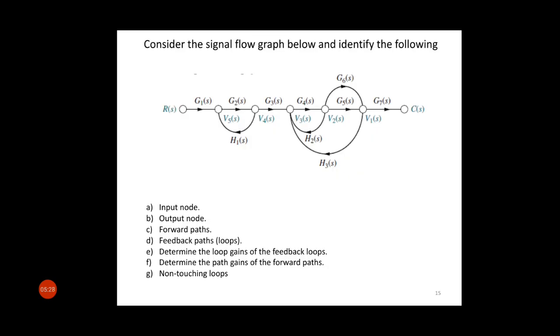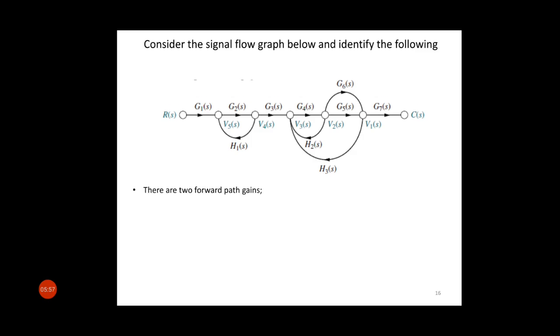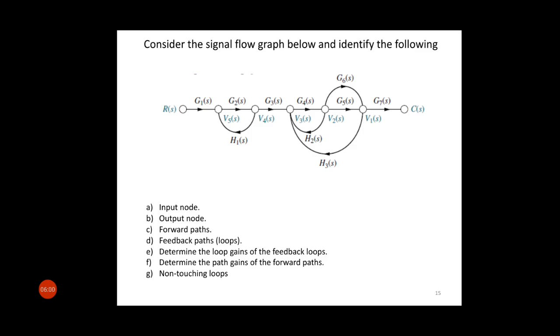Now come to the second example. This is our problem, and this is our signal flow graph. From this signal flow graph, we will identify the input node, output node, forward path, feedback path, and determine the loop gain of the feedback loop, the path gain of the forward path and the non-touching loops. So let's see what these are. First is the input node. The input node is RS and the output node is CS.